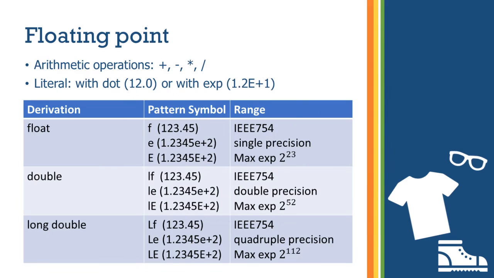Last, floating points. There is no definition of remainder for real numbers, so we cannot use the modulo operation on floating points. We can only use add, minus, multiply, and divide with floating points. We can write floating point values in normal form or scientific form. You can see examples of these two forms and their corresponding pattern symbols in the slide.